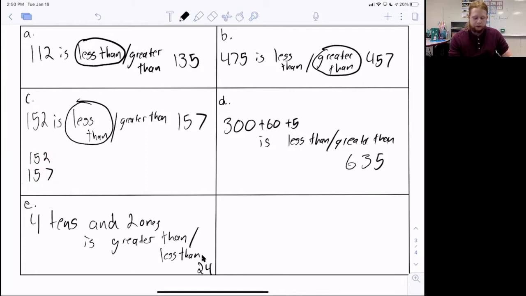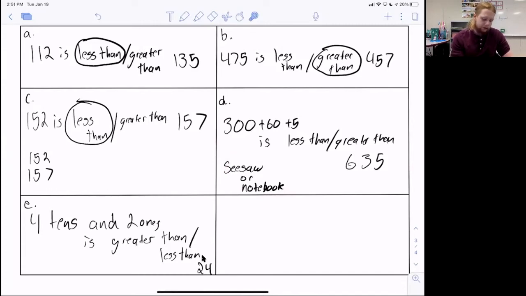Now we have 300 plus 60 plus 5 is less than / greater than 635. This one is going to be a seesaw question or a notebook question, whichever one you'd rather use. Go ahead and write down whether it's less than or greater than, and then this one is also going to be a seesaw question. Actually, not. Actually, let's do this one together. So pause the video and fill out this question and then restart it. Don't restart it, I'm sorry. Just come back. All right.